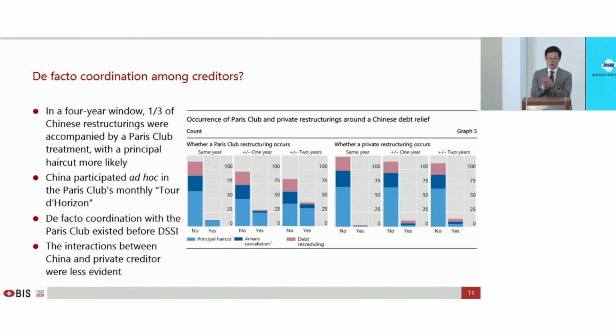And especially in those cases, you can see that the blue bars are very large, in the sense that when Paris Club is also treating official debt in a given country, China is more likely to intervene as well, and also by providing principal haircuts. If we do the same exercise with the private creditors, we see that the interactions between China and the private creditors were less evident.